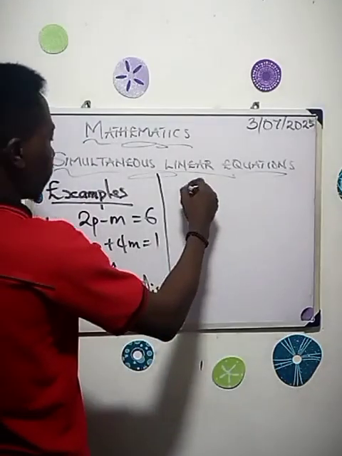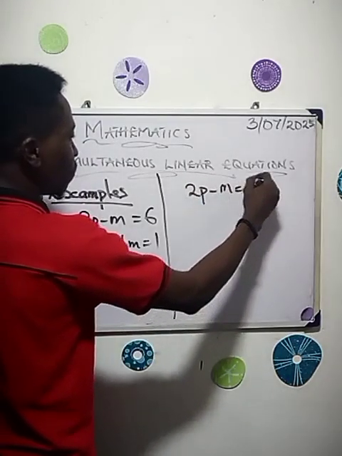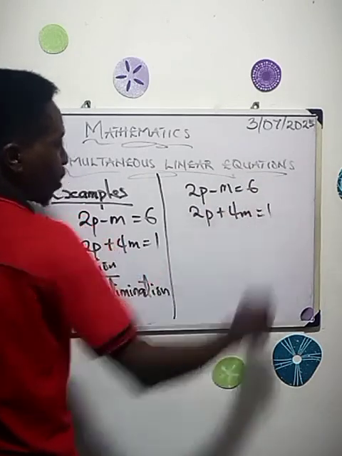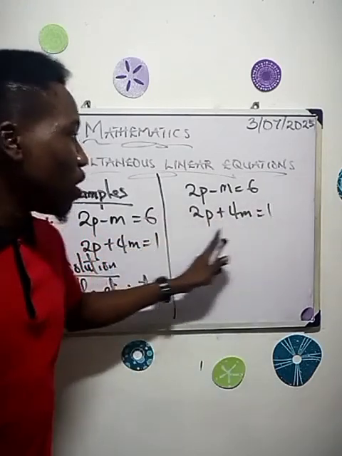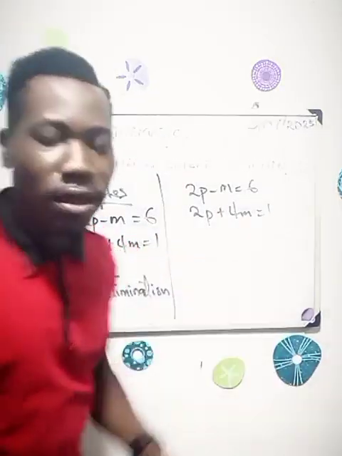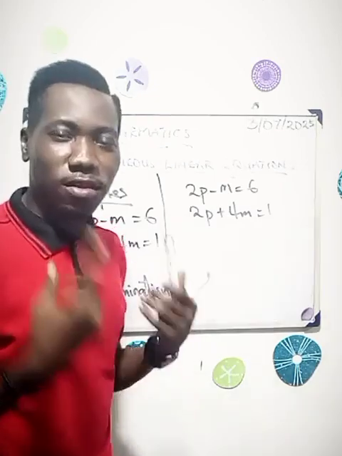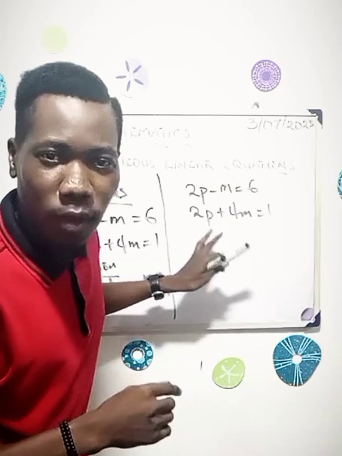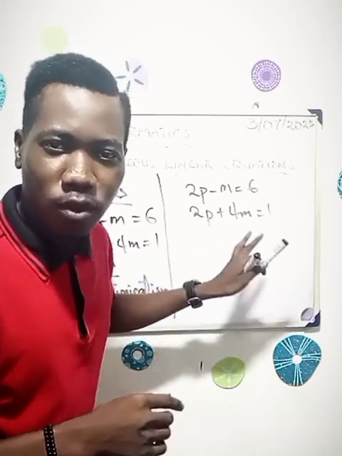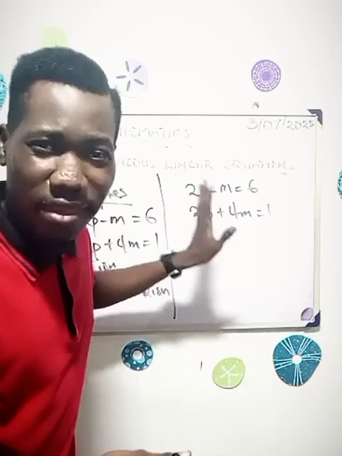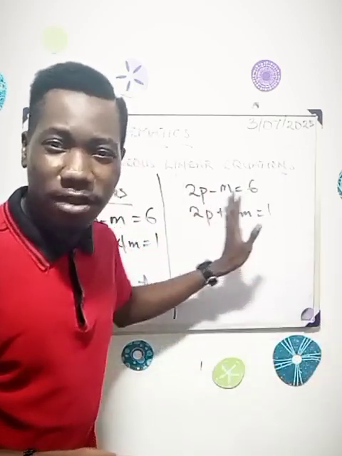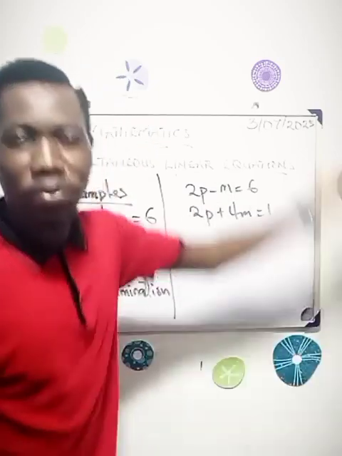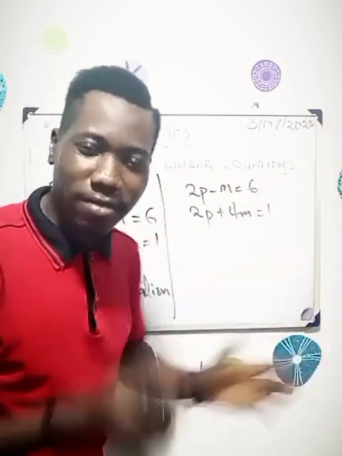So the equations again are 2p minus m equals 6 and 2p plus 4m equals 1. When it comes to the elimination method, you ask yourself first, which do I want to eliminate? It's your choice. Do I want to eliminate the p or the m? Do I want to take out the p first and solve for the m, or take out the m first and solve for the p, then bring in the value for the p and solve for m? It's your choice.